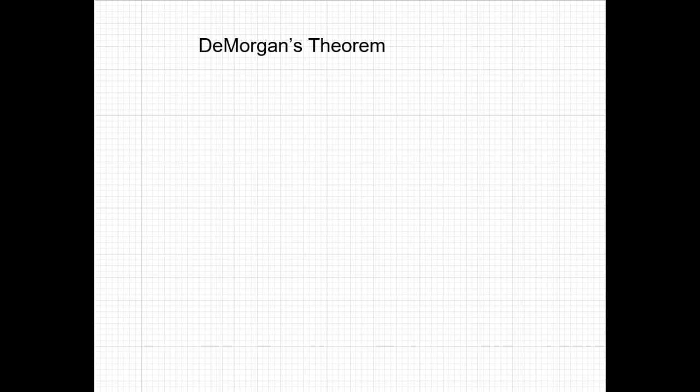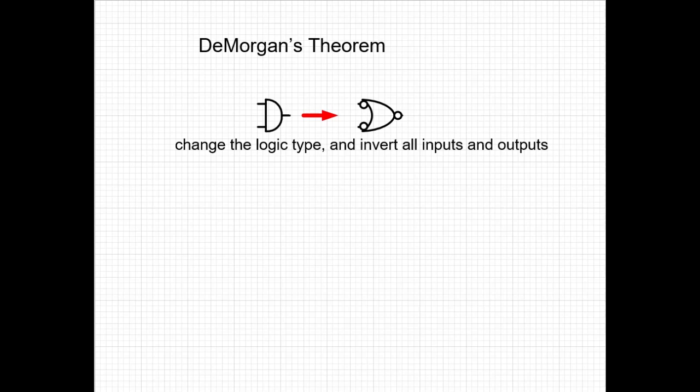We next take a look at a very useful little trick that Mr. De Morgan found over 100 years ago and now named after him. Take an AND gate. De Morgan's theorem states that this is equivalent to an OR gate with inverted inputs and outputs. The general rule is first change the logic type and then invert all inputs and the output.